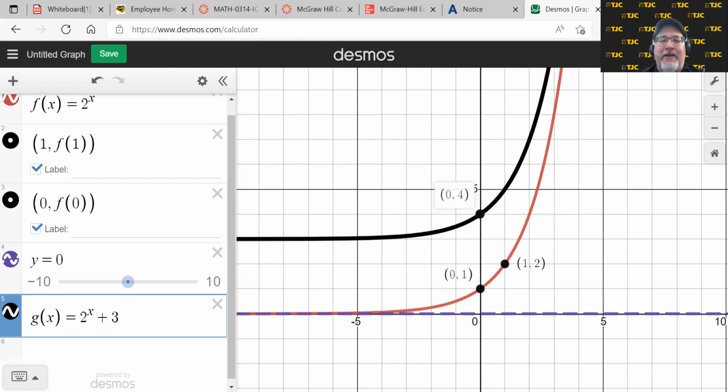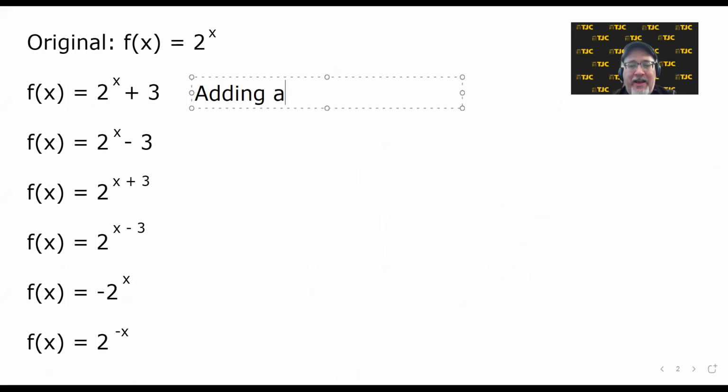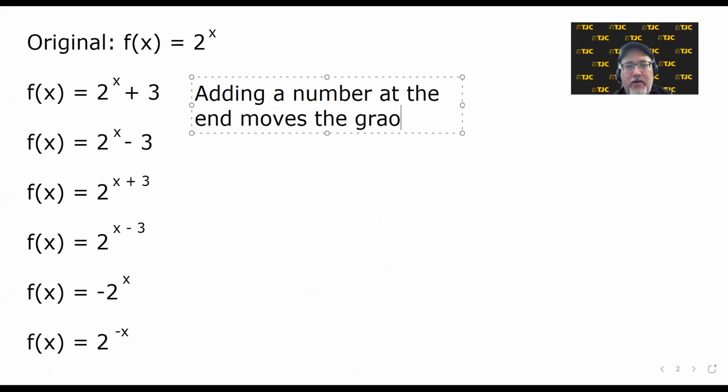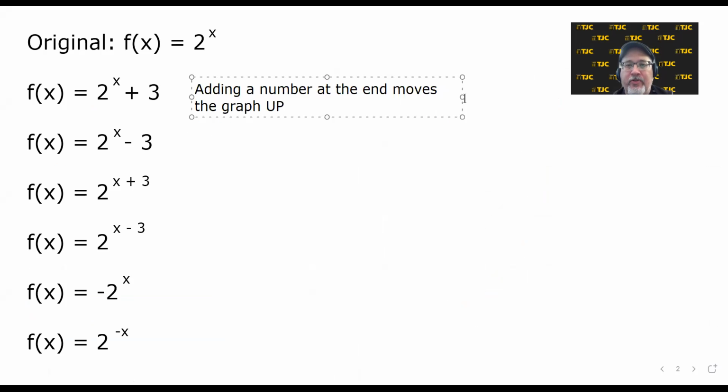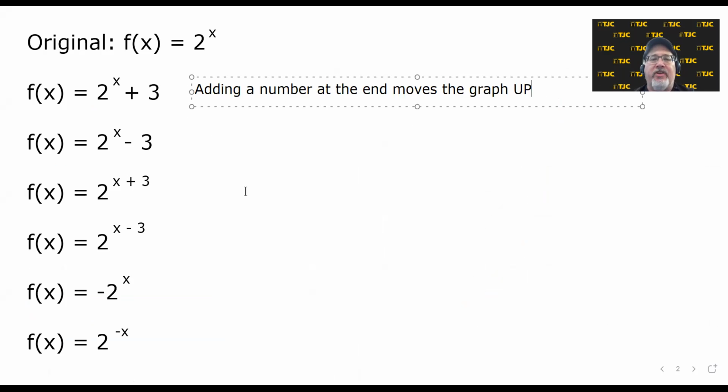So it seems like the effect of adding a 3 on the end of the function moved the graph of the function up 3. And that's exactly what it does. So the effect of adding a number at the end moves the graph up. And there's a reason I said at the end. If you glance down a couple more, you'll see these are actually up with the exponent. But adding a number at the end moves the graph up.